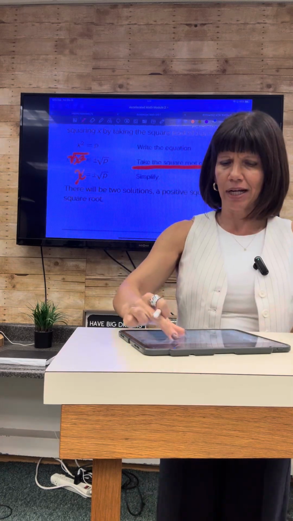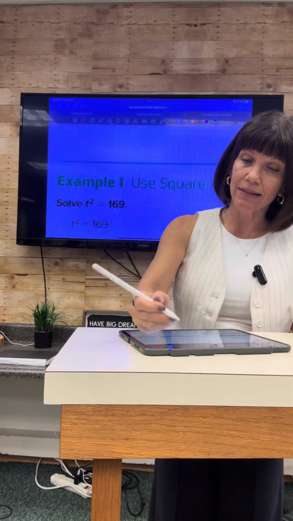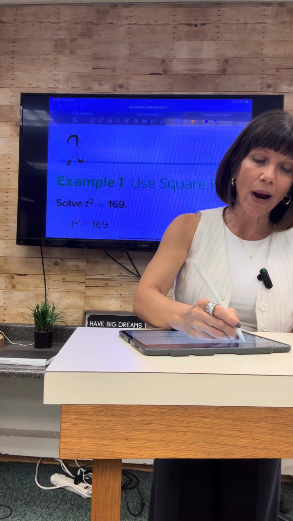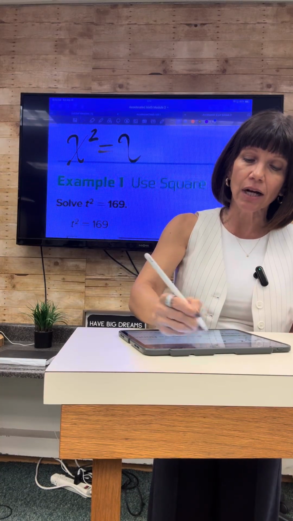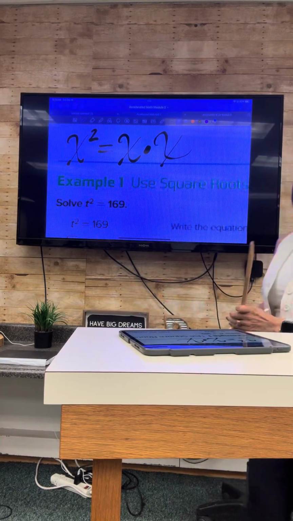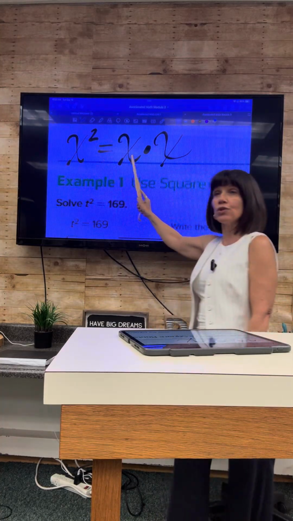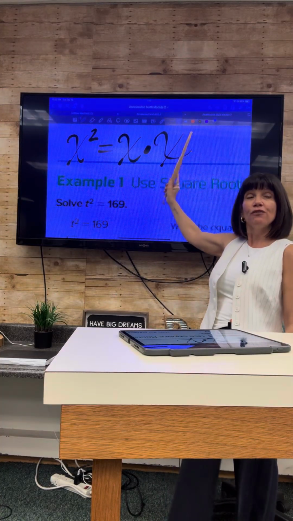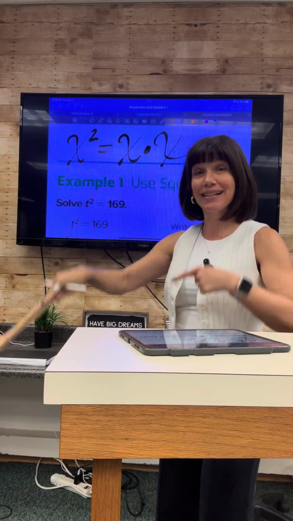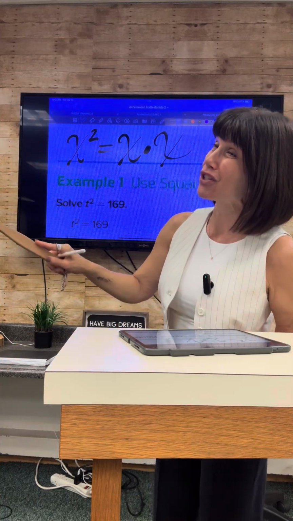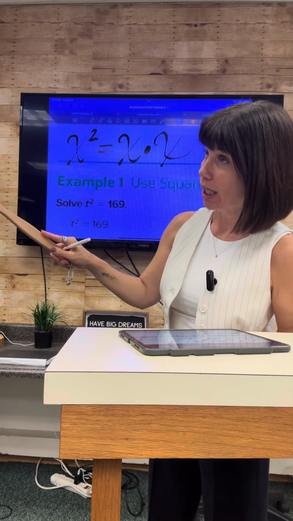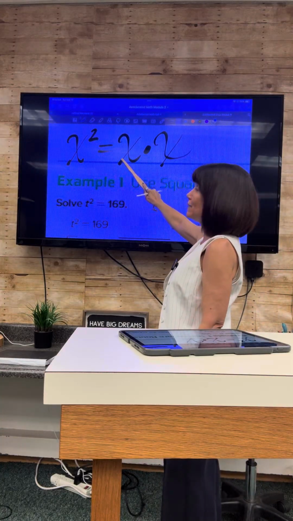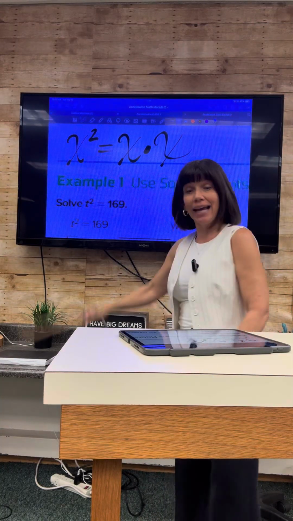Well, okay, I'm not hearing any answers. So let's write this. You need to understand this. X squared means the same as, copy this please, x times x. X squared equals x times x. If x squared equals x times x, then when I square root x squared, what is the square root? Name it right now. X.